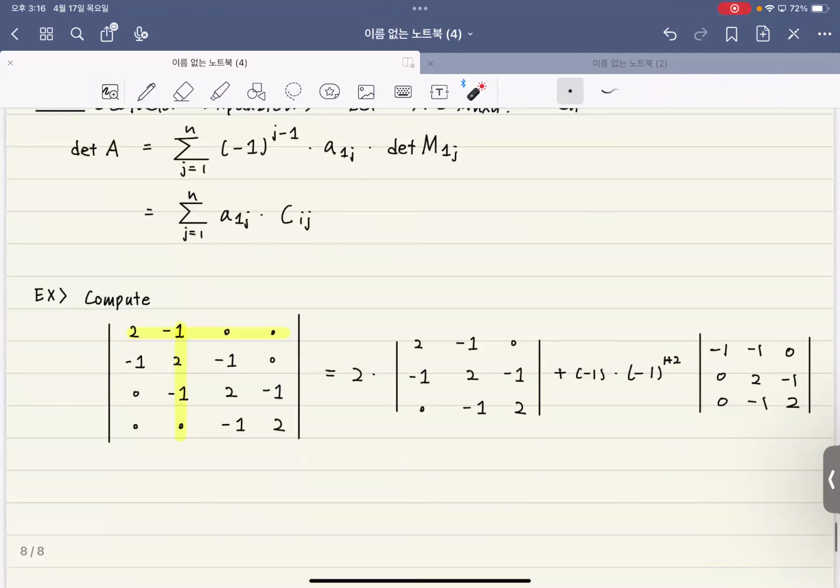At this point, you can just compute the determinant of the 3 by 3 matrix because you know how to do that. Also, I have 0 times another cofactor, but 0 doesn't count, so you can simply ignore this. And you can choose to compute this determinant, or you can apply the cofactor expansion one more time. Okay. So this is the cofactor expansion.